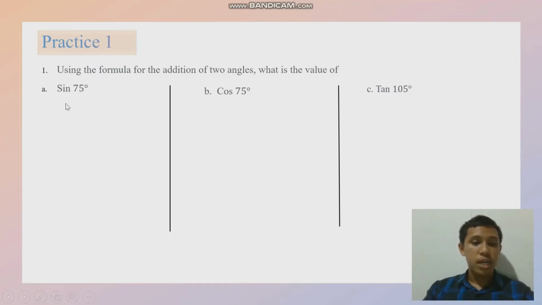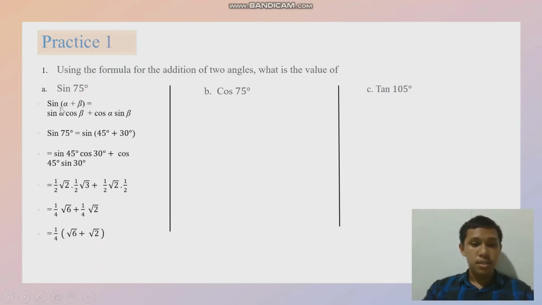I will answer sin 75 degrees first. We can use sin(alpha plus beta) equals sin alpha cos beta plus cos alpha sin beta. So I can write sin 75 degrees equals sin(45 degrees plus 60 degrees), which equals sin 45 degrees cos 60 degrees plus cos 45 degrees sin 60 degrees.